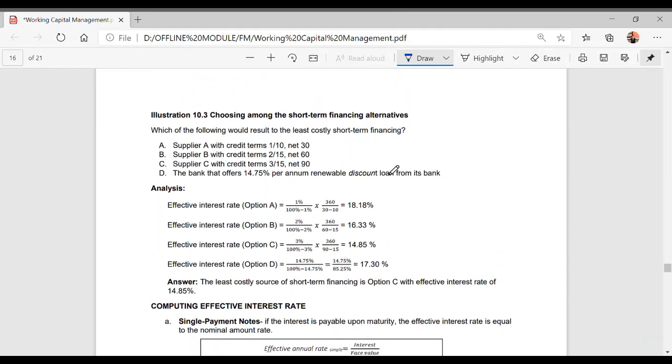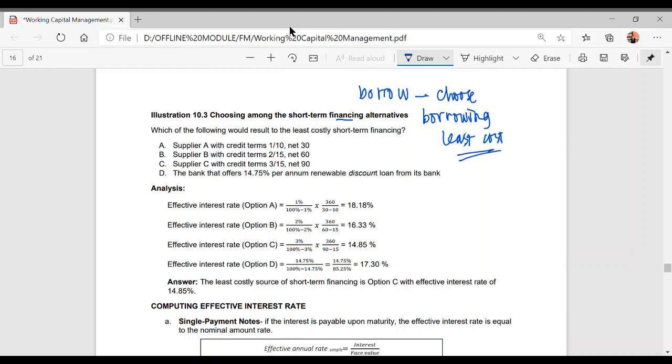Next example is how to choose among the short-term financing alternatives. So, saan man ko na itong pagpamili? Asa man ta pwedeng mangutang. Kung mangutang man ganita niya, gilatagan ta sa mga options, asa man kaha ato ang pilion. Okay? Of course, if we are going to borrow, pag mangutang ta, we have to choose the borrowings that will have the least cost. Okay?